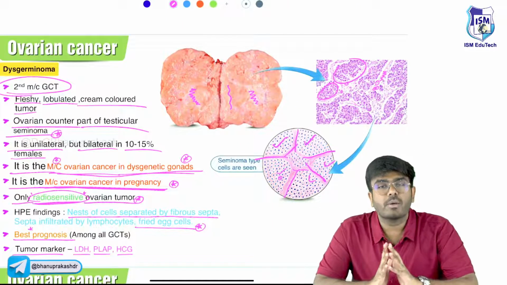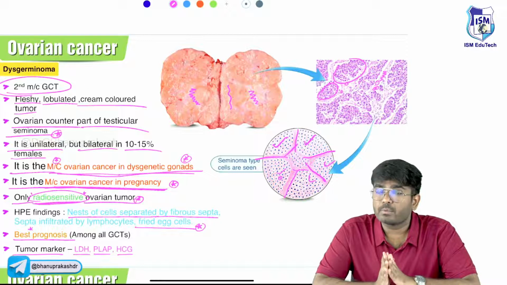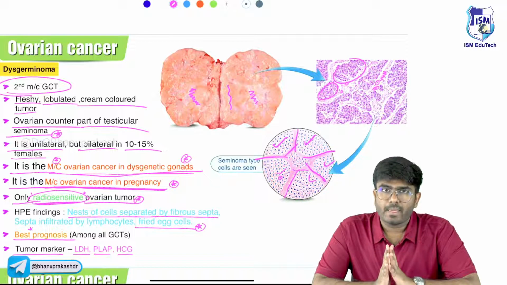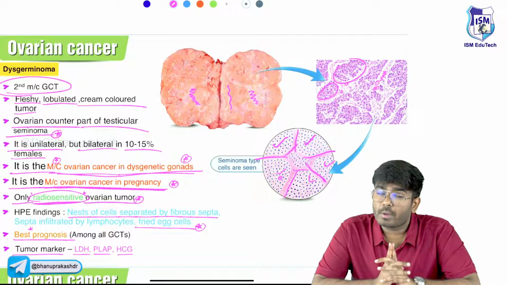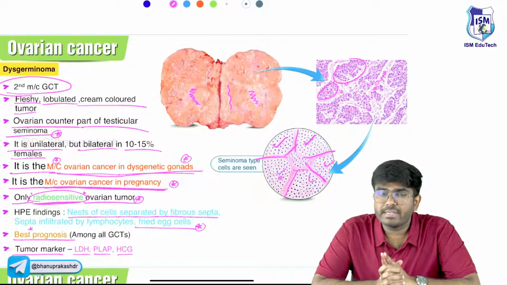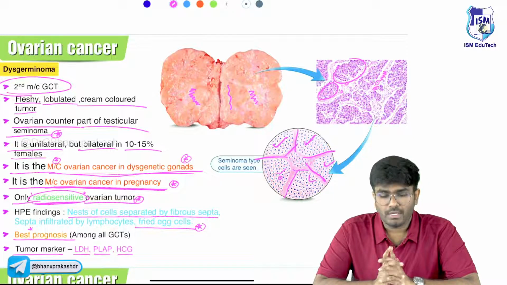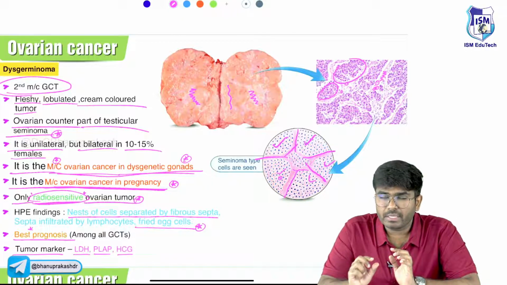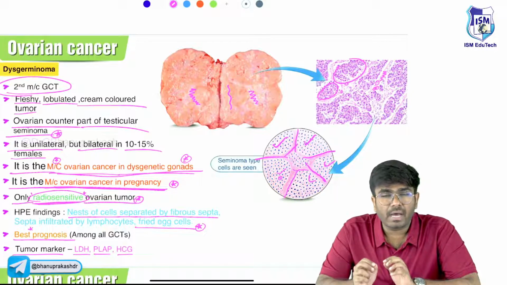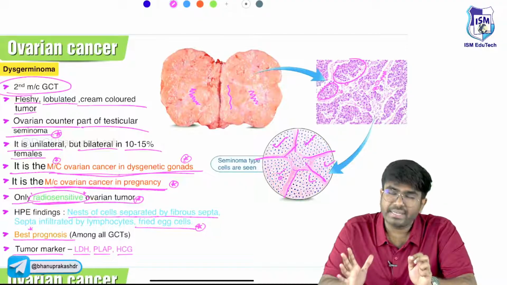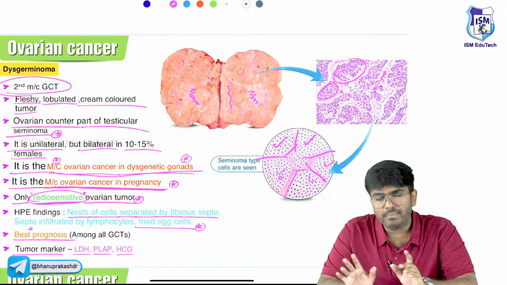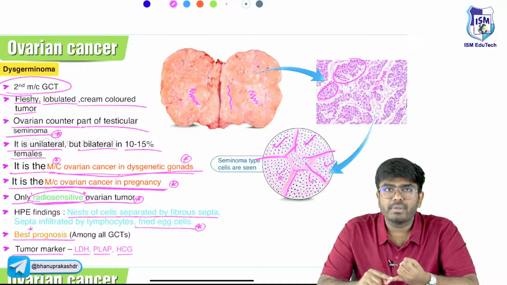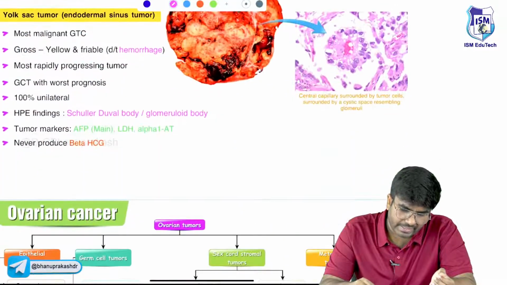Second most common germ cell tumor, mainly unilateral, most common cancer during pregnancy, highly radiosensitive with good prognosis. It shows nests of tumor cells separated by thick septa, and the thick septa are infiltrated by lymphocytes. In males, it is called seminoma. The tumor markers are PLAP, beta HCG, as well as LDH.